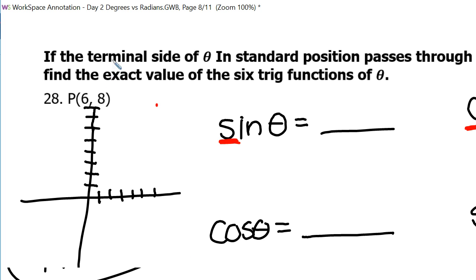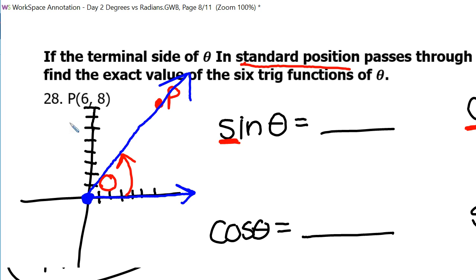So 6, 8, there is my point P. Now they did tell us that this angle is in standard position, which means the vertex of this angle is at the origin, the initial side is on the positive x-axis, and they said that the point P is on the terminal side. So the terminal side of this angle theta needs to go through the point P. And theta, if it's in standard position, we're using positive rotation. So we are rotating upward. So here's my angle theta.